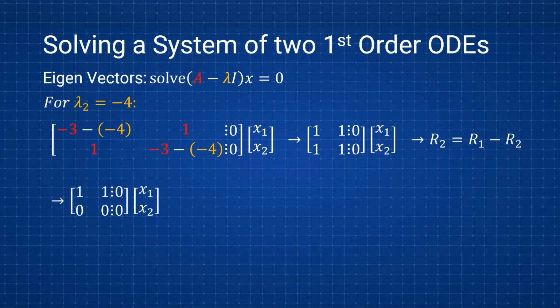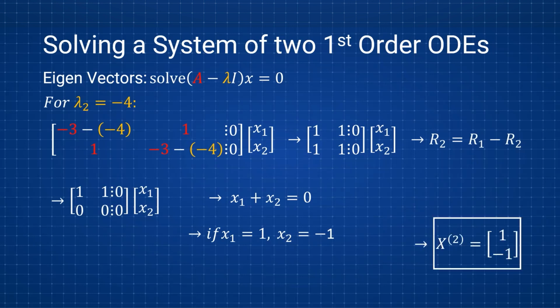So after we multiply the two matrices, we're going to end up with x1 + x2 = 0. And if we assume x1 to be 1, then for this to be equal to 0, it means that x2 must equal -1. And therefore, my second eigenvector is nothing but 1 and -1. You can see it's pretty straightforward.